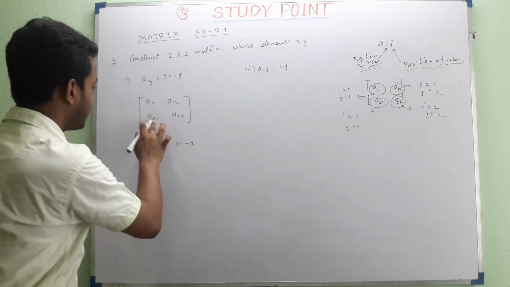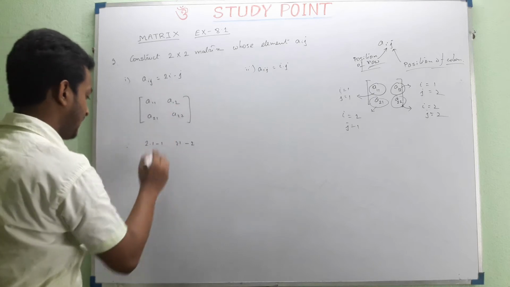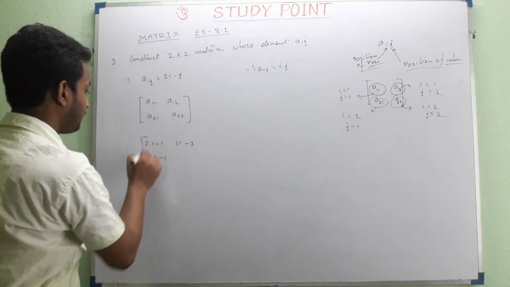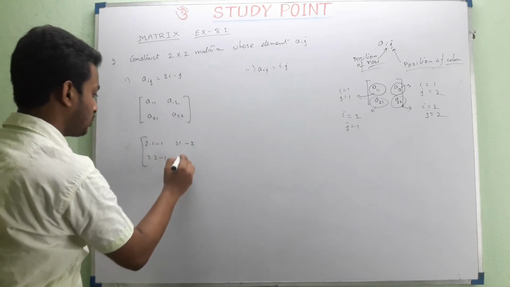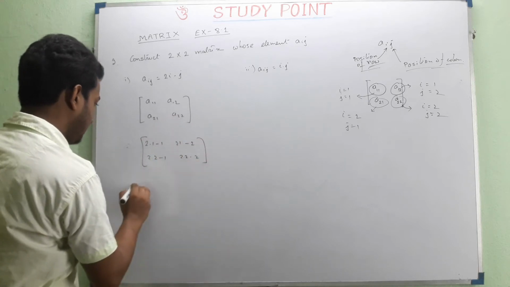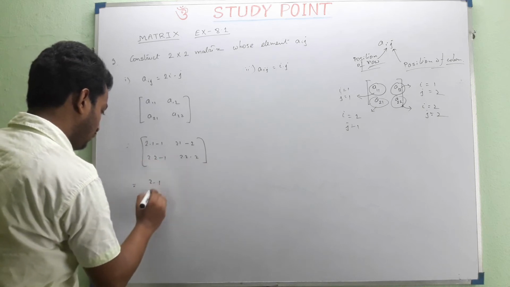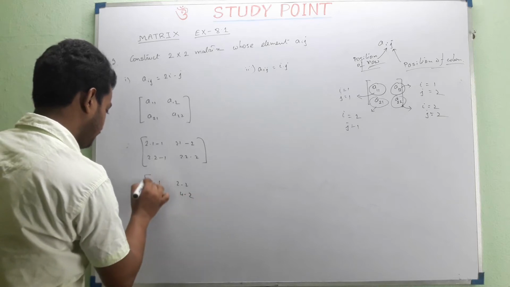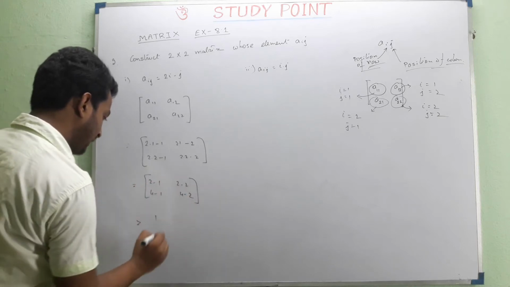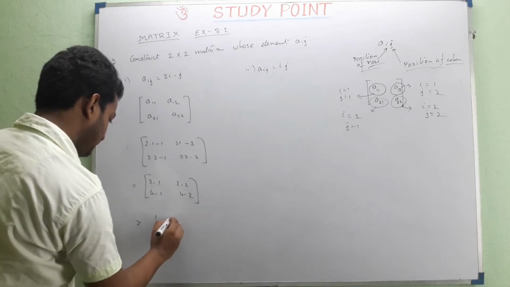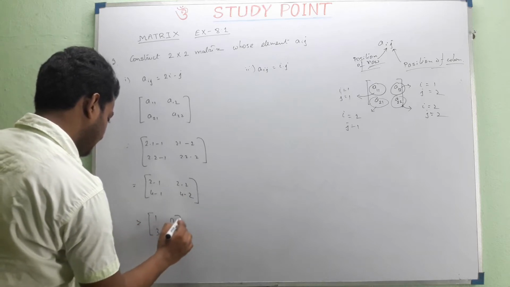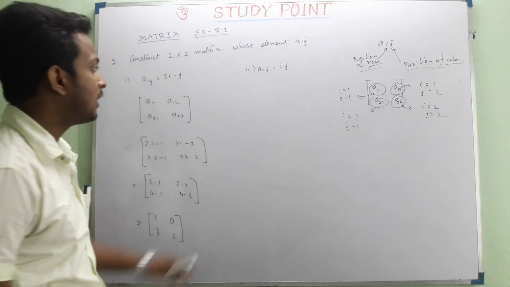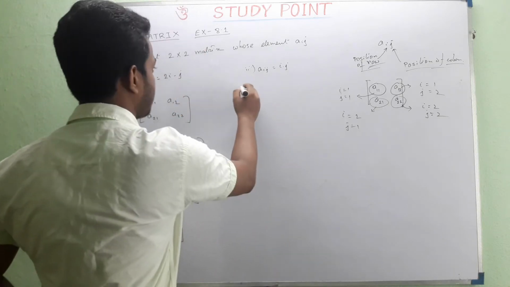Here for this part, you will see that the value of I is 2 and j is 1. So 2 into 2 minus 1. And here for this part, value of I is 2 and j is also 2. 2 into 2 minus 2. Now it will be 2 into 2 is 4 minus 1, 2 into 1 is 2 minus 2, 2 into 2 is 4 minus 2. So after calculating it will be 1, it will be 3, it will be 0, it will be 2. This is the matrix that I have constructed from the given thing. Now let's solve the second part.